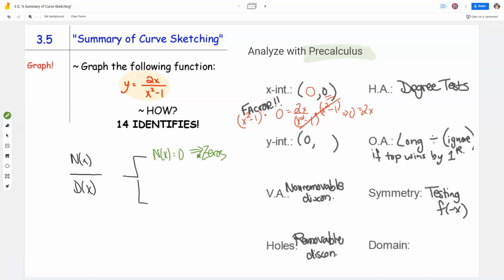Whenever I set the numerator equal to 0, a shortcut could just be 2x equals 0, x is 0. Perfect. But some of you need to see the algebra, like multiply it to the other side, it's gone. Poof. But what happens when I set the denominator equal to 0?